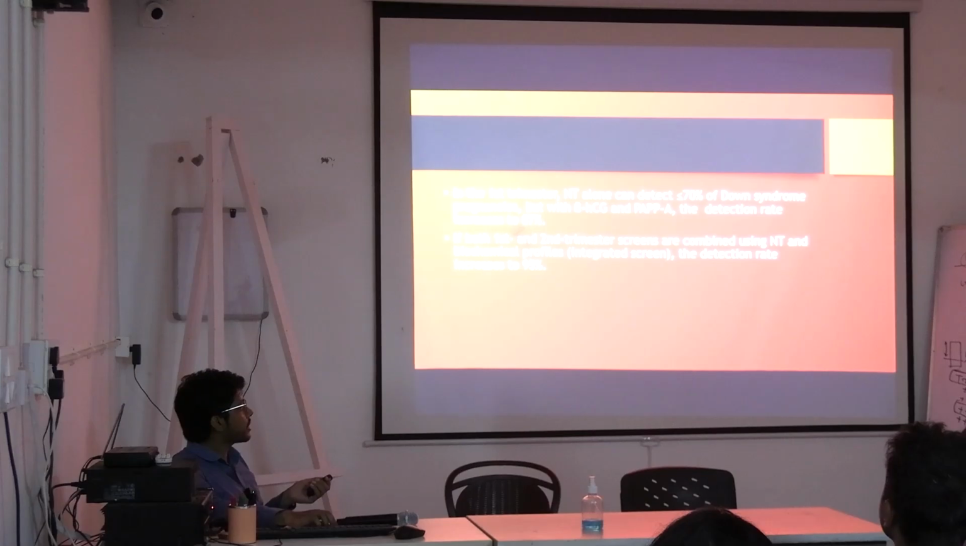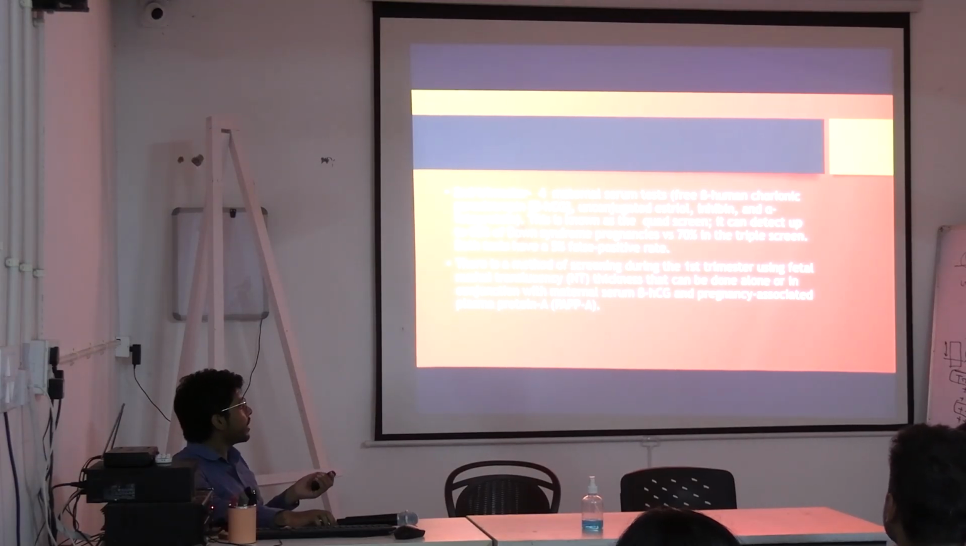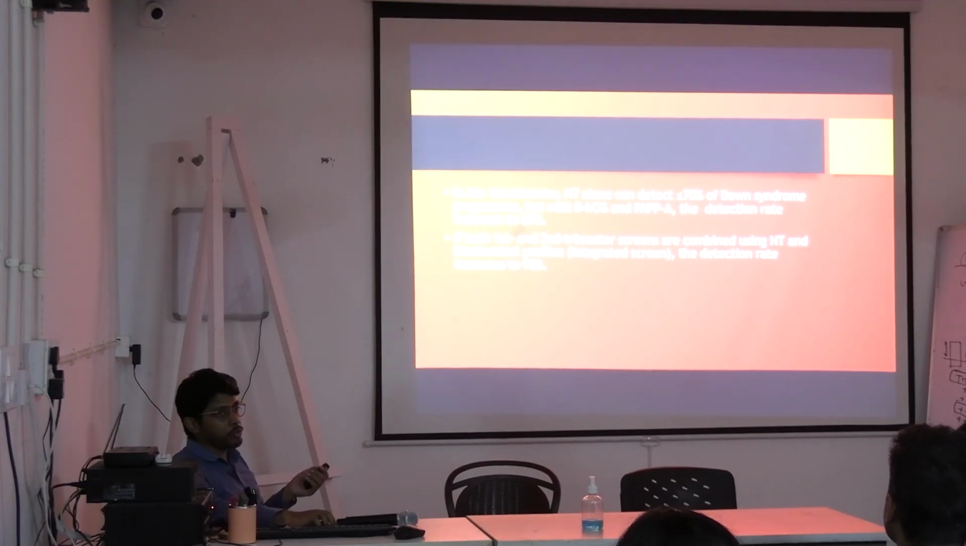In first trimester, nuchal thickness alone can detect less than 70% of Down syndrome pregnancy, but with beta HCG and PAPP-A, pregnancy associated plasma protein A, the detection rate will increase up to 87%. And if we combine both first and second trimester screen, the detection rate will be up to 95%.